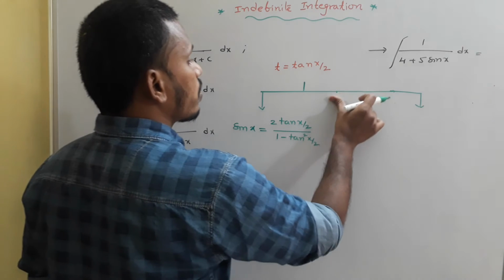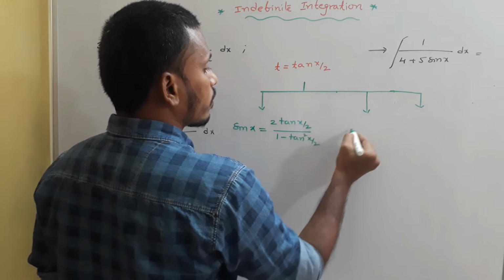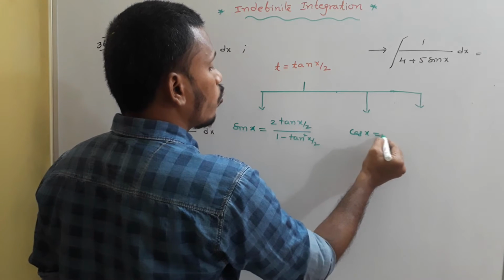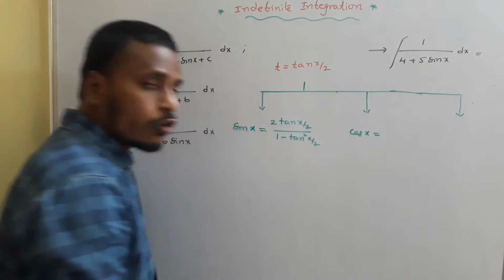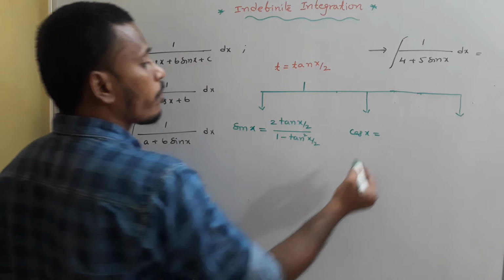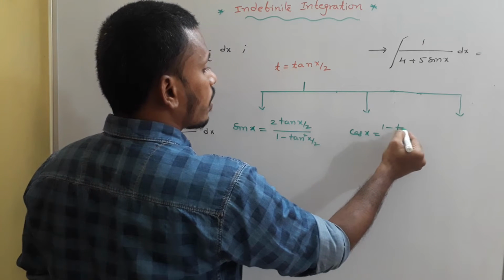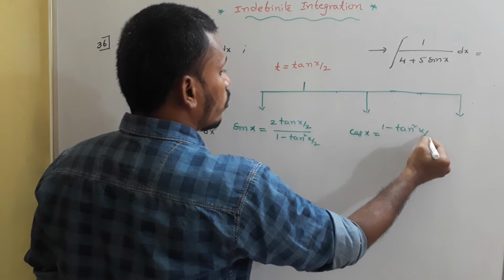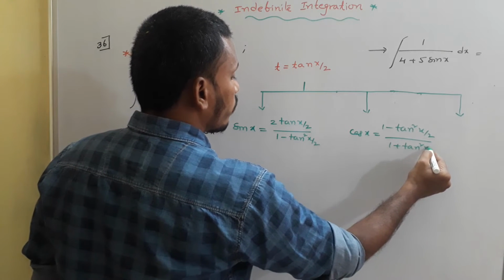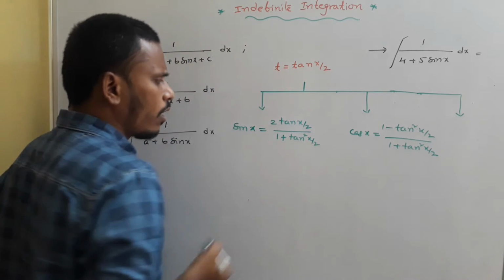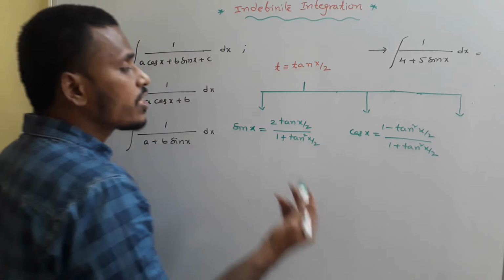And what do you say about cos x? In terms of tan x by 2, what will you write for cos x? And then I will give you dx also. Cos x is 1 minus tan square x by 2 divided by 1 plus tan square x by 2. And now what is dx?